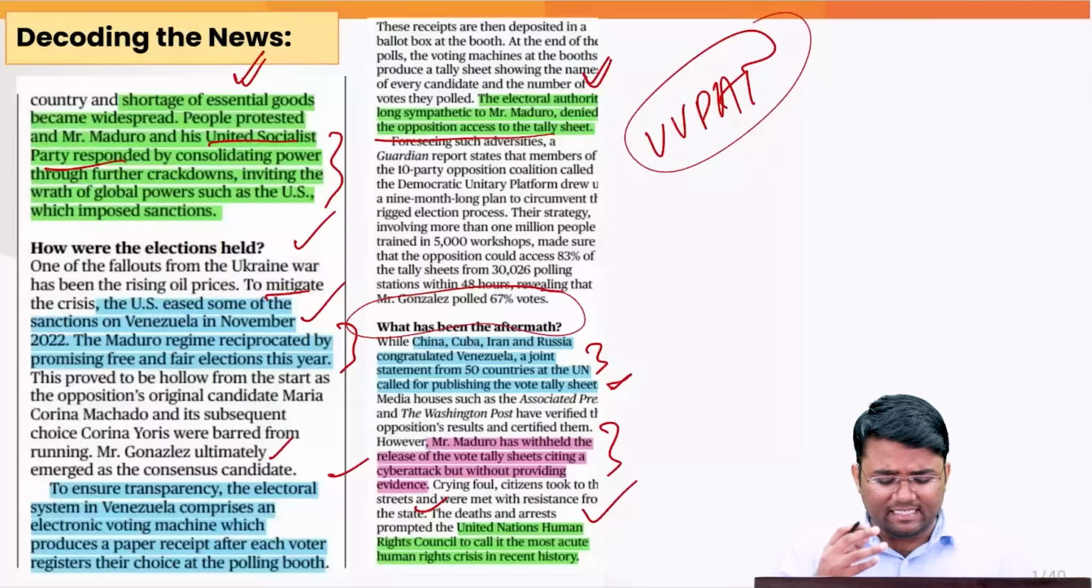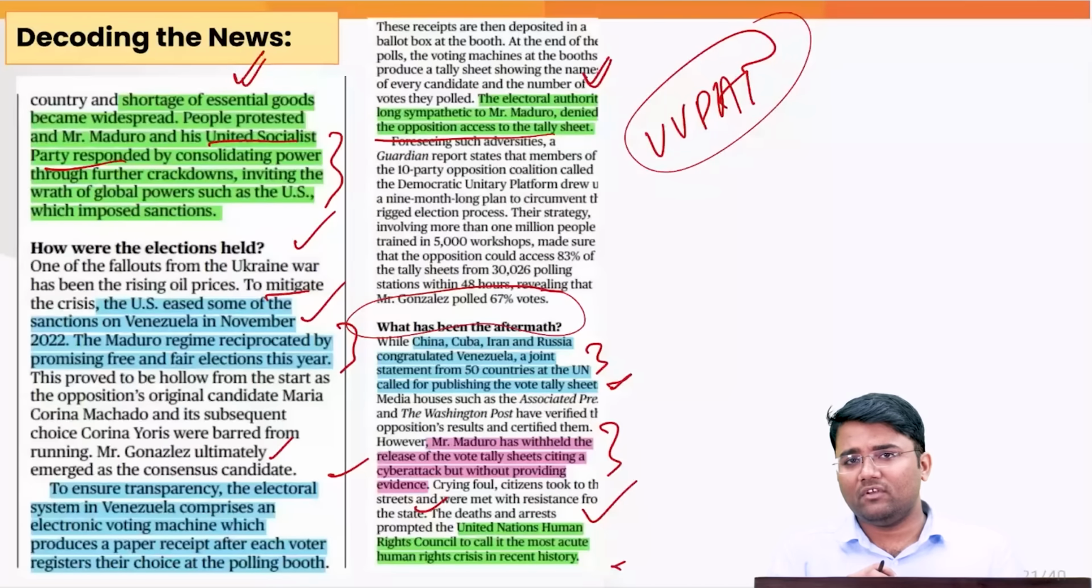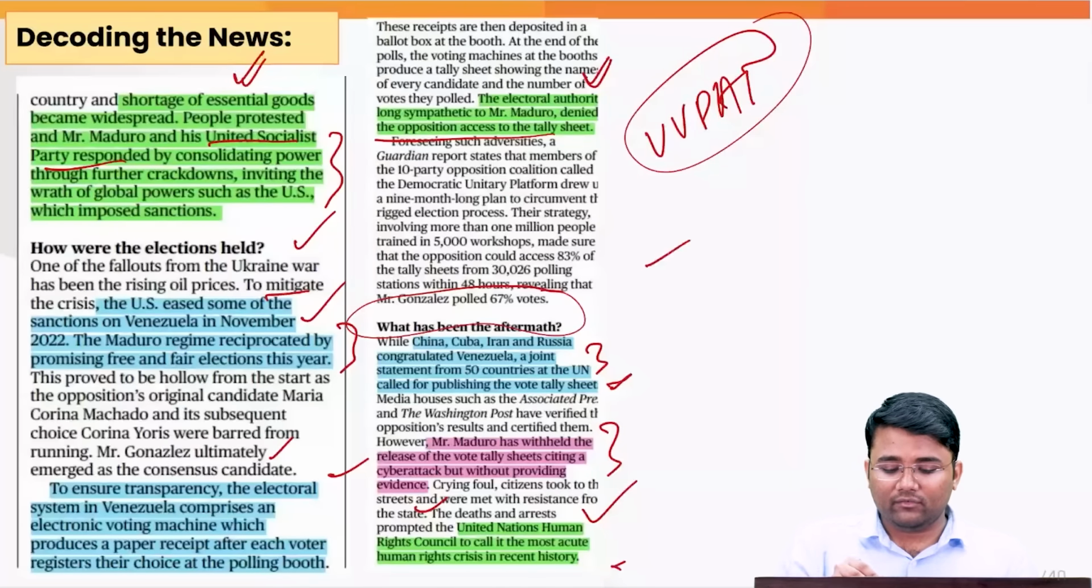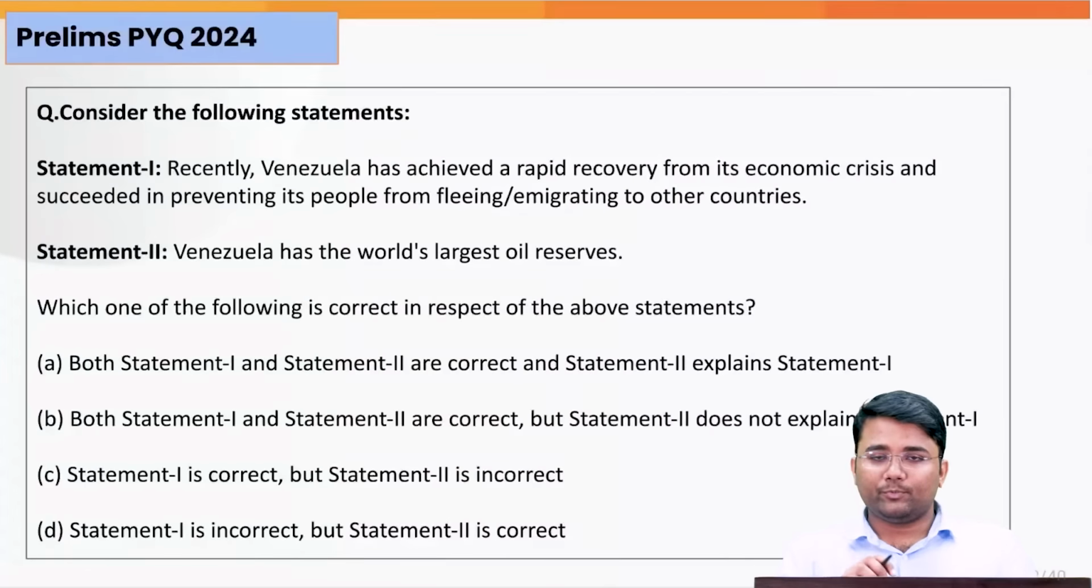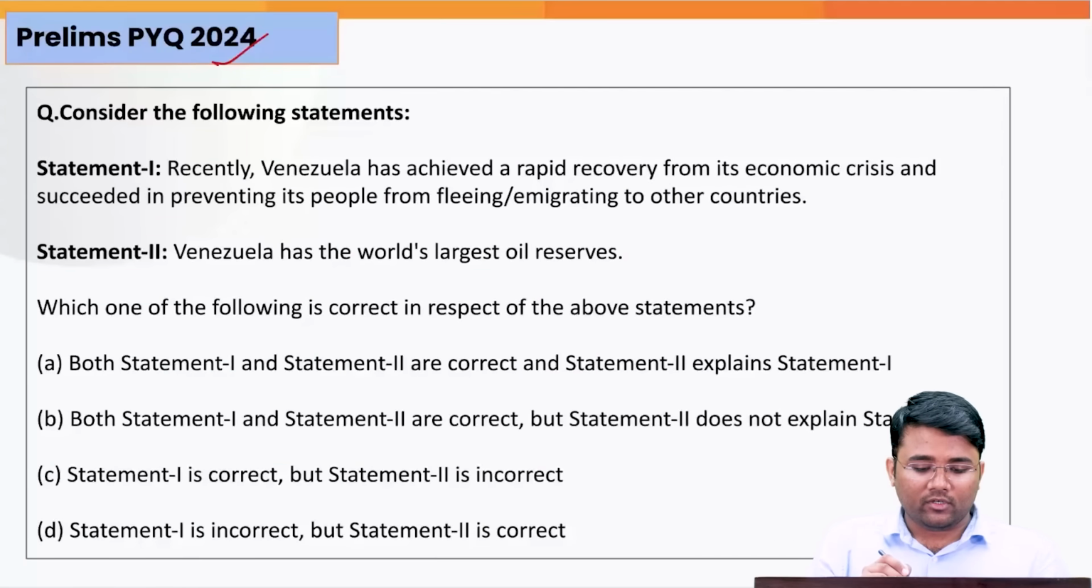The UNHRC says that this is an acute human rights crisis in recent history. And if we talk about the way forward, we need a collaborative approach. The countries should unite, and we should ensure that law and order is maintained in the country, and the elections are free and fair.